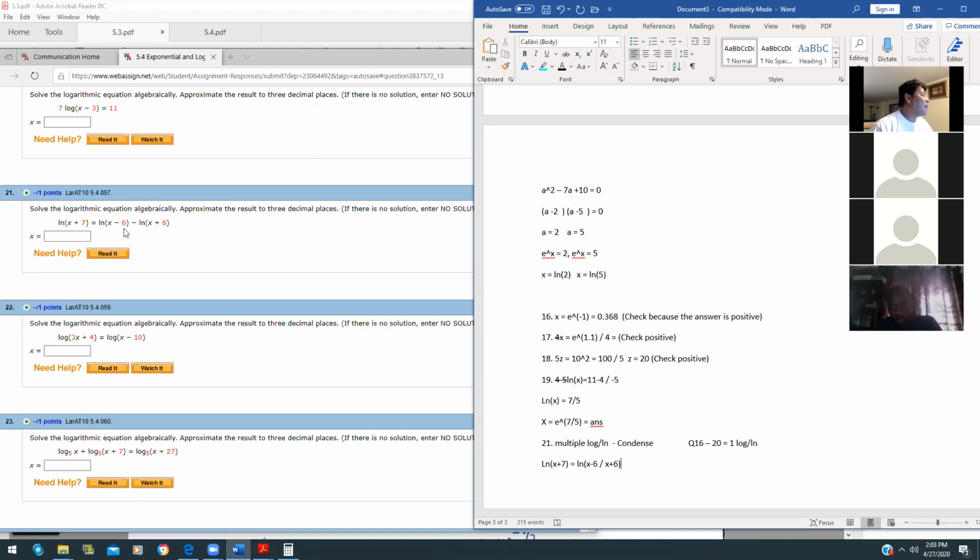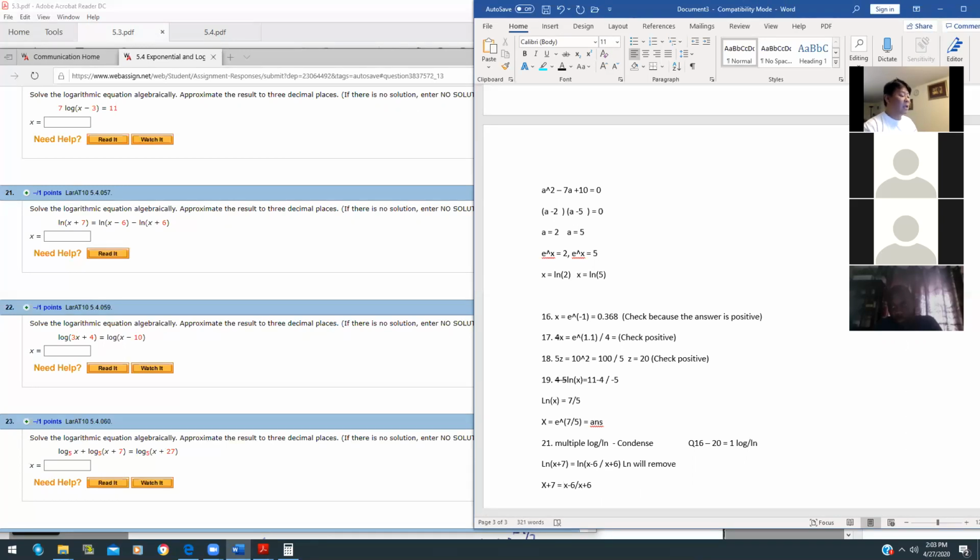If you have a multiple, you have to condense it. Once you condense it into 1 ln, then the ln will be removed. So once you condense it, your ln will be removed. So you get x plus 7 equals x minus 6 divided by x plus 6. So this is kind of like solving equations here, proportion.